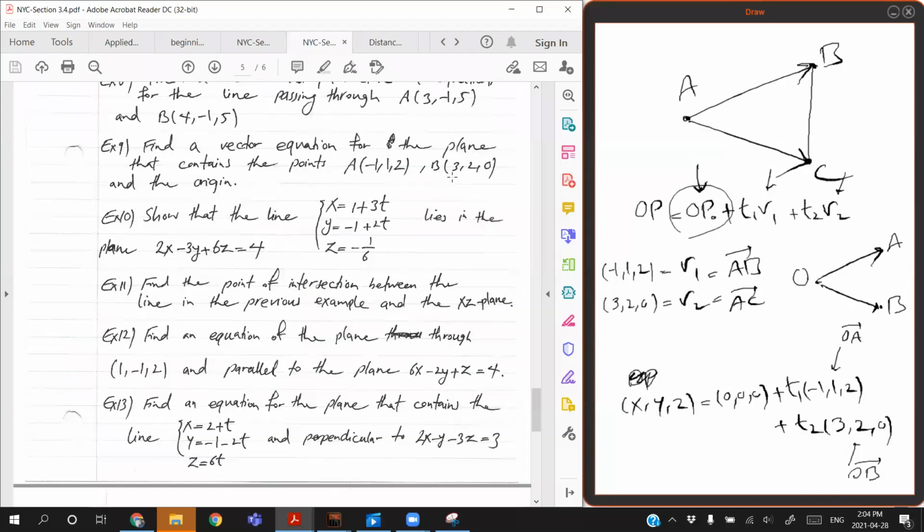However, if you're given just 3 points, A, B, C, and none of them is the origin, you can easily get v1 and v2 just by calculating AB and AC. Just use the formula terminal minus initial, and you can get the vectors.